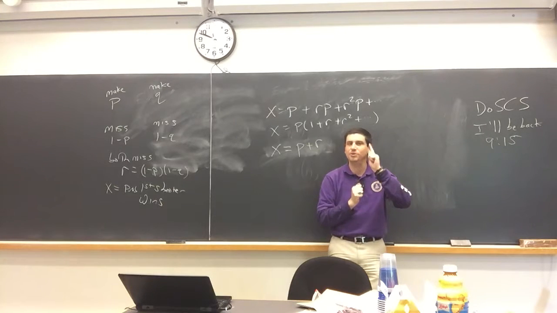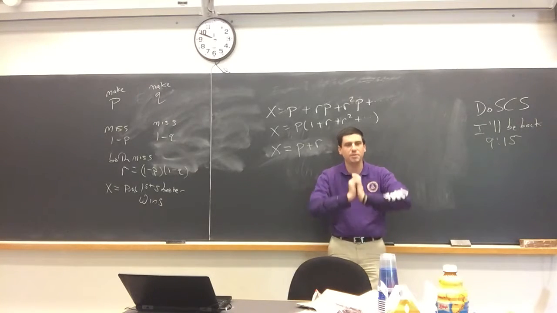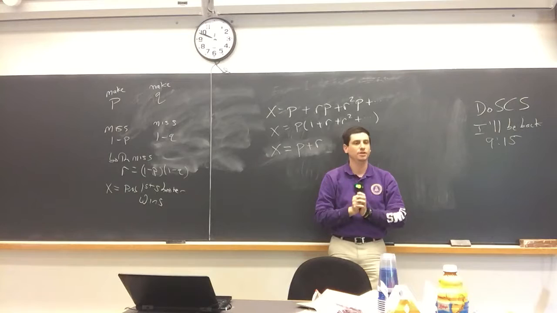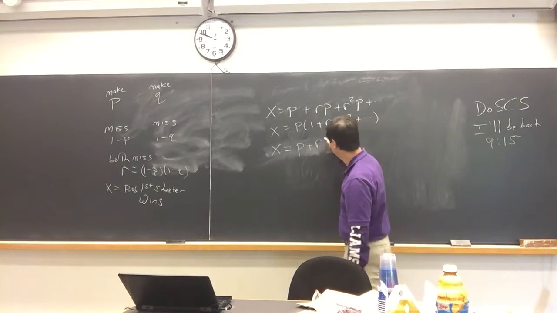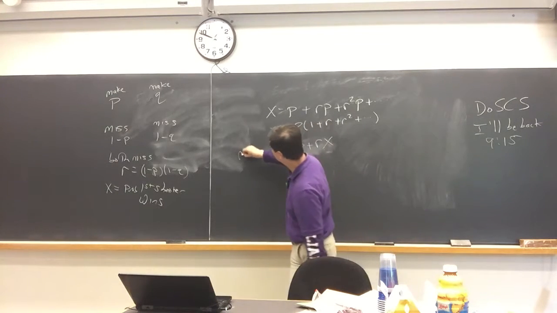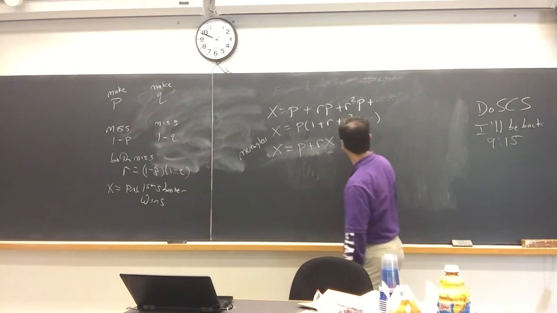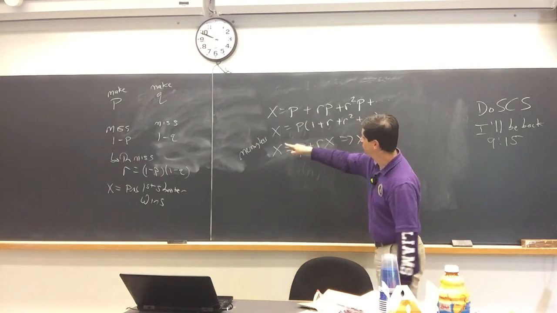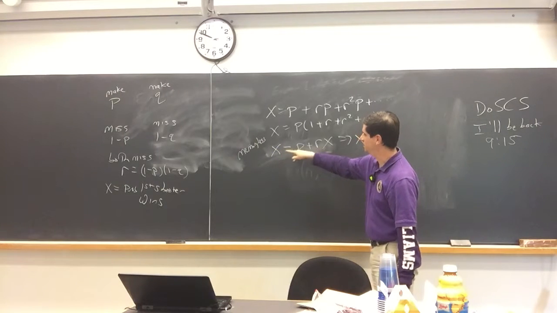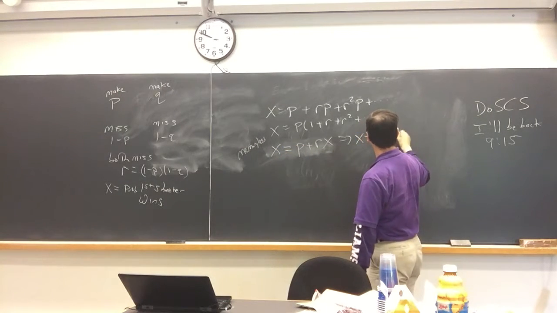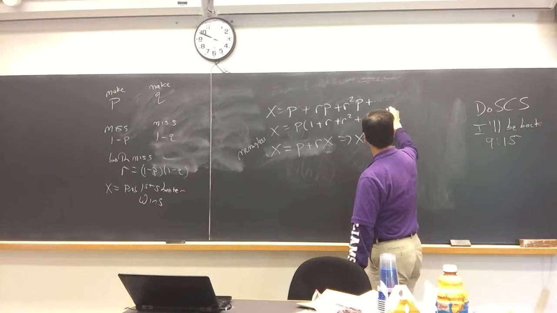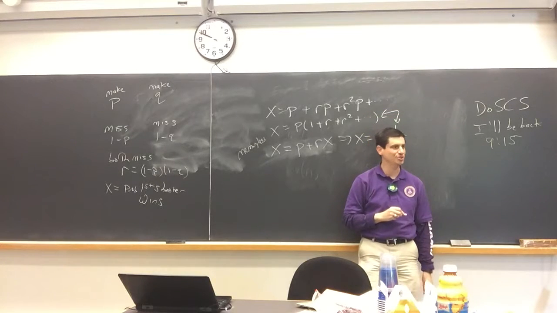Not P. That's the probability they make the next. That's the probability they make the basket they're shooting right now. It would just be X. It's a memoryless process. So this is one of the key ideas. So this implies that X equals P plus RX, we bring it over and get 1 minus R times X equals P, so X is P times 1 over 1 minus R. There you go. There's the geometric series formula from shooting hoops.